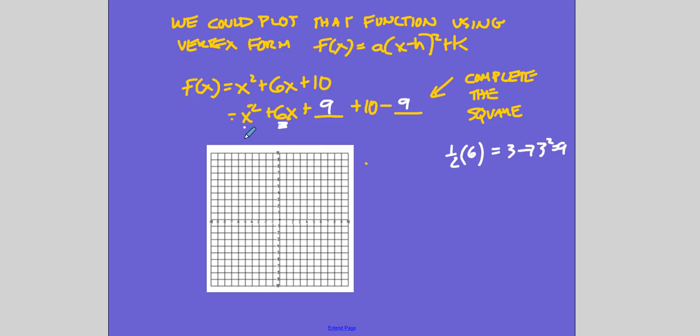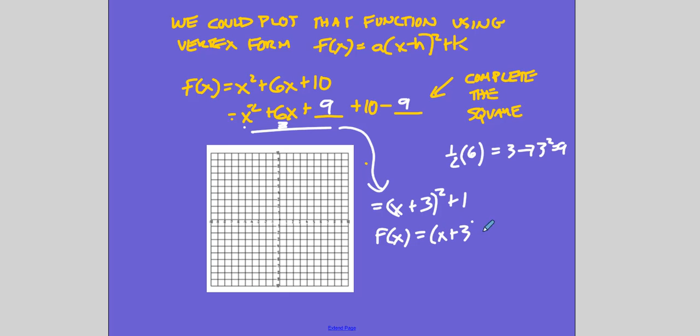So then this simplifies to x plus 3 quantity squared. That's why we complete the square, because this is a perfect square trinomial which can factor as a binomial squared, plus 1. So I have f of x equals x plus 3 quantity squared plus 1.